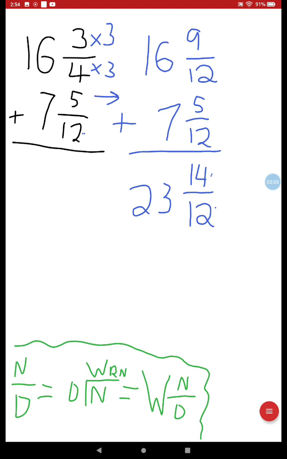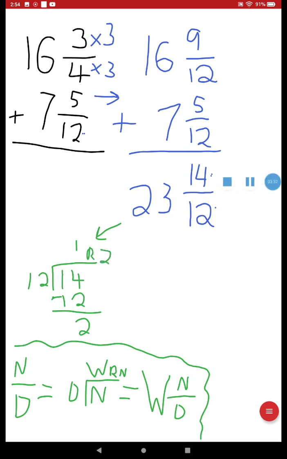Which one should go in the box? 14 should go in the box. 12 should go outside of the box. 14 divided by 12 is 1. 1 times 12 is 12. 14 take away 12 is 2. I have one remainder 2. All right, so now, remember, I'm going to write this as 1, 2 over 12.